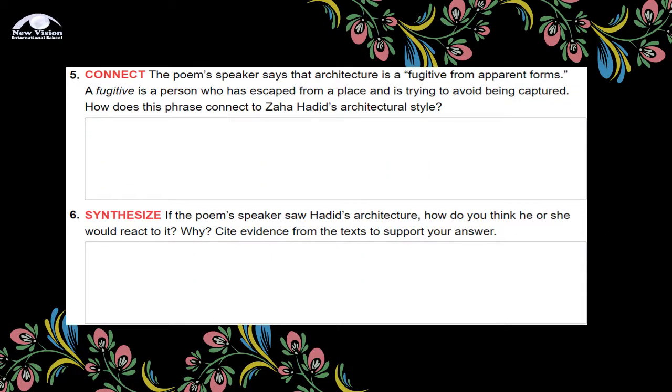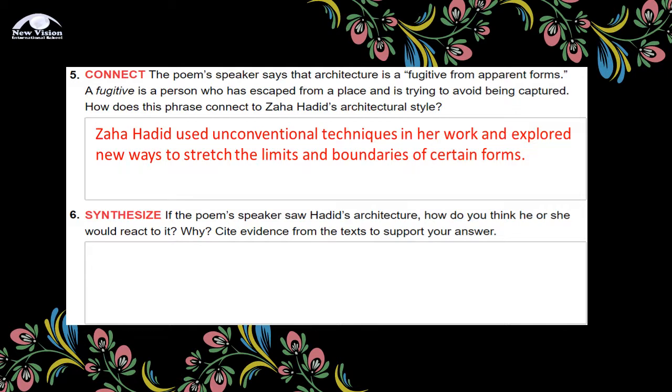Fifth question. The poem speaker says that architecture is a fugitive from apparent forms. A fugitive is a person who has escaped from a place and is trying to avoid being captured. How does this phrase connect to Zaha Hadid's architectural style? Possible answer: Zaha Hadid used unconventional techniques in her work and explored new ways to stretch the limits and boundaries of certain forms.